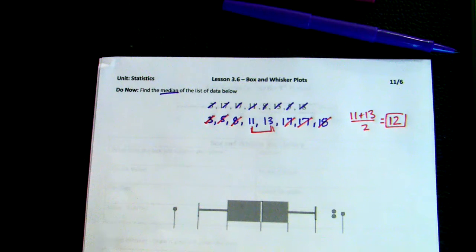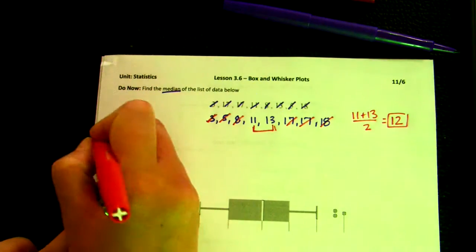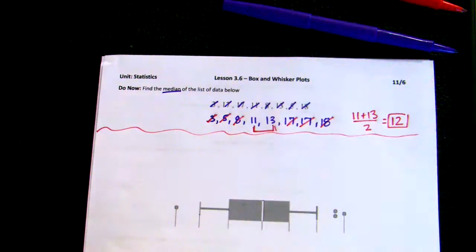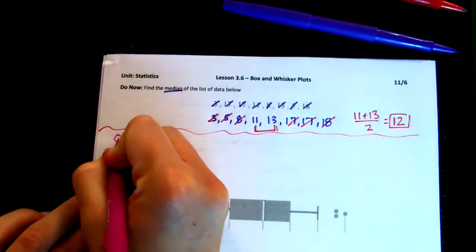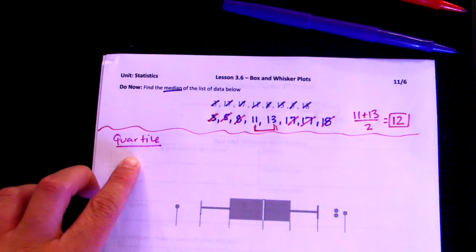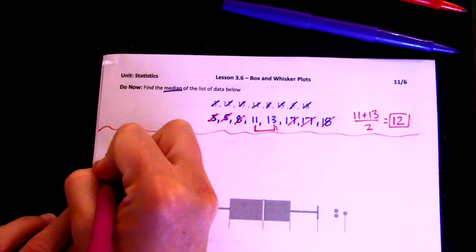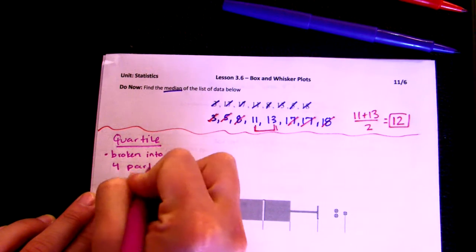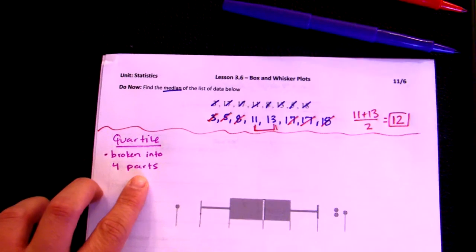Okay? So median is what we are going to use partially today to talk about what's called box and whisker plots. I believe you've seen these before, but it's been quite a while. It's just another way that we display data, by breaking it up into what we call quartiles. Now, what in the world is a quartile? Make sure you are writing this down as well. Quartile means broken into 4 parts.